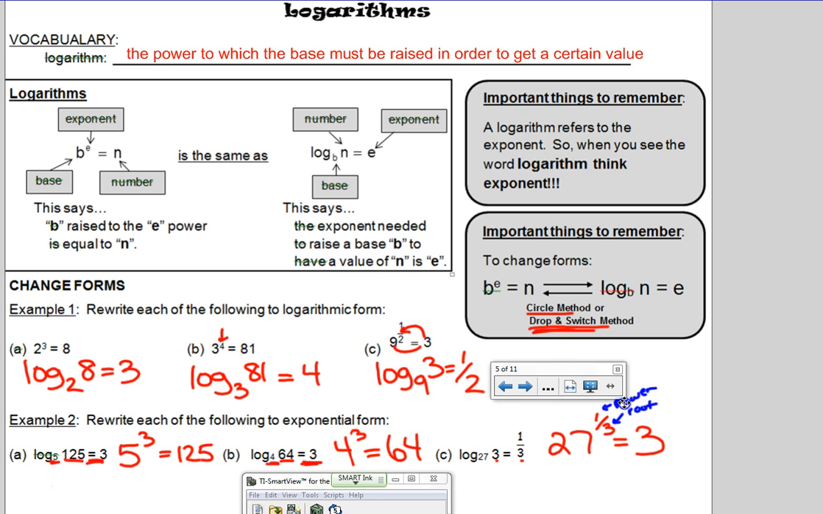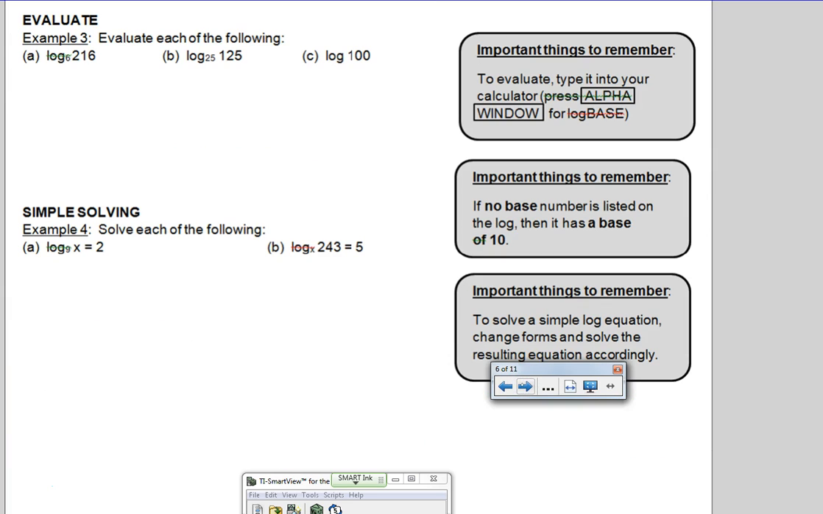All right, so changing forms is really something you need to learn how to do. And after that, we're just going to do a little bit of simple solving and evaluating. So on problem example 3A, it says evaluate. Now evaluate means to find the value of. So I want to know the log base 6 of 216 equals what? Now there's two ways to think about this. Basically this question is asking what exponent do you put on a base number 6 to make it have a 216 value? So basically the question is saying 6 to what power is 216?